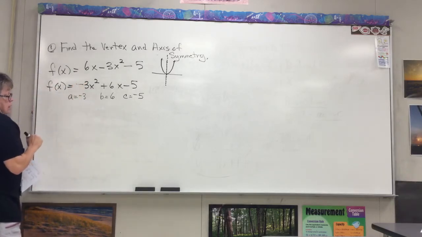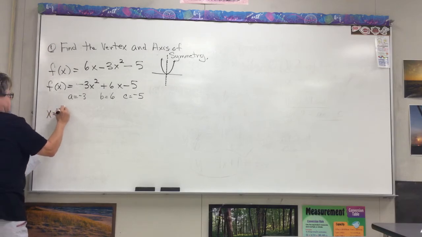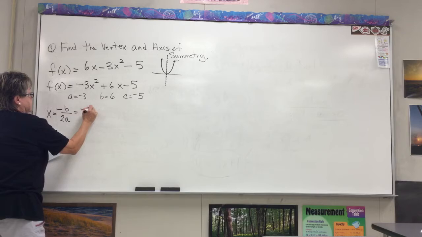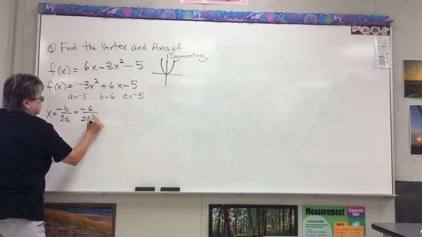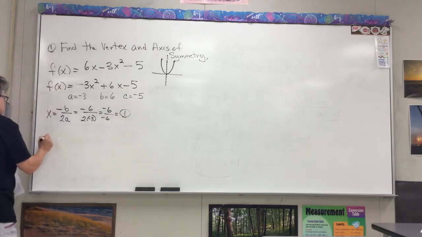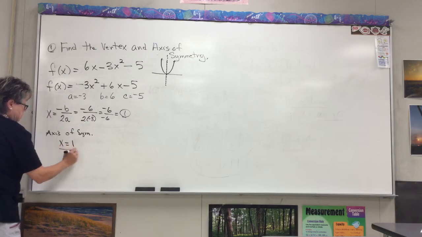Okay, so to find that line of symmetry, a couple ways I can show you. x equals negative b over 2a. Okay, so we're going to start with that. So in this situation, you've got negative 6 over 2 times negative 3, negative 6 over negative 6, which is just 1. So that tells me that for this particular quadratic, I have an axis of symmetry at x equals 1. Okay?